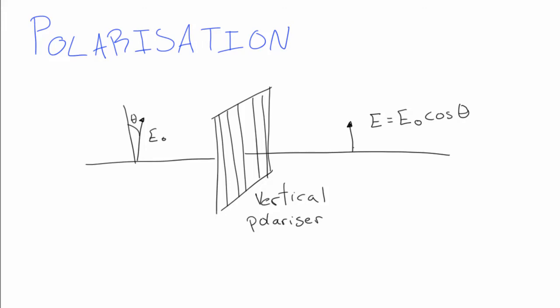Hopefully you guys were able to use your trig knowledge to work out that the equation for the electric field strength on the other side of our vertical polarizer is given by this equation here. Now, you'll notice that some of the light did get through. So what is happening is that the vertical polarizer takes what components of the electromagnetic field are in the vertical, and then on the other side, it is now vertically polarized.